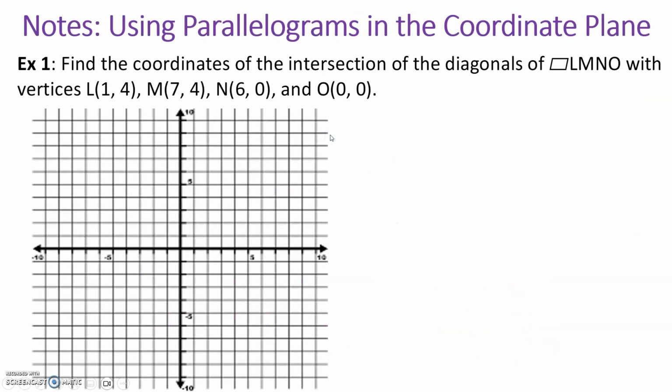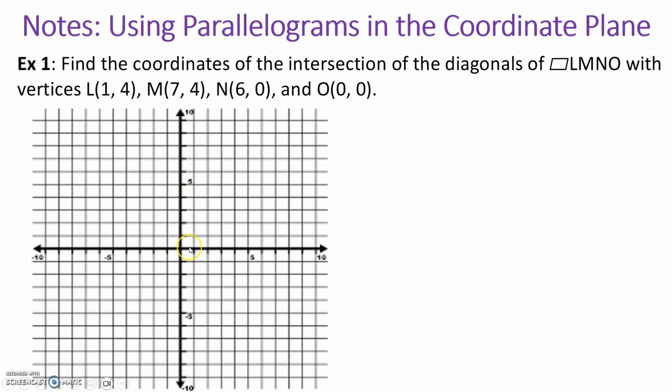All right, today's lesson, using parallelograms in the coordinate plane. Example 1. Find the coordinates of the intersection of the diagonals of parallelogram LMNO with vertices at L(1, 4), M(7, 4), N(6, 0), and O(0, 0). Let's start by plotting the points.